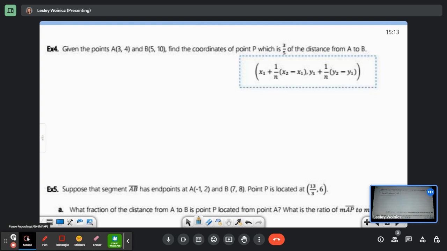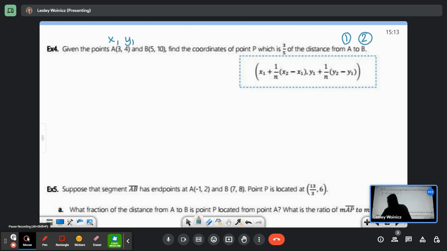Okay, so we're first going to assign which is point 1 and which is point 2. So if we want to go from A to B, that means that A has to be point 1 and B has to be point 2. Let's do that. If I went from B to A, then B would be point 1, right? So 3 is going to be X sub 1. 4 is going to be Y sub 1.